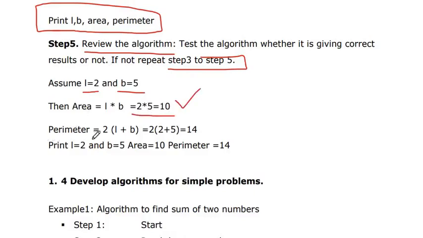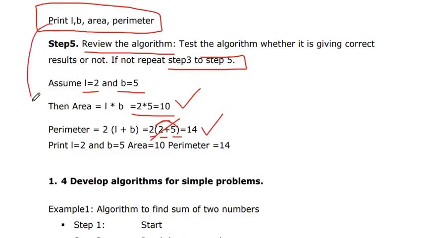Now let us see perimeter. The perimeter formula is 2 into (L plus B). Here L value is equal to 2, plus breadth value which is equal to 5. First we have to perform 2 plus 5, which becomes what? 7. 7 into 2 becomes 14. So it produces 14. Now finally we have to print the L value, B value, area value and perimeter value.